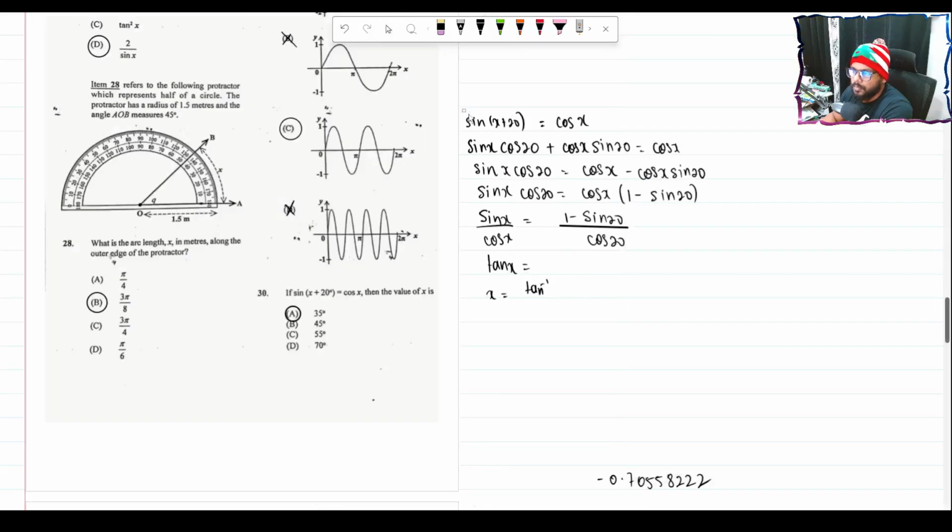Where we would have used the compound angle formula, expand this out, then rearrange, get all the x's on the trigs, simplify it down, and go back in the previous video and look at number 30.